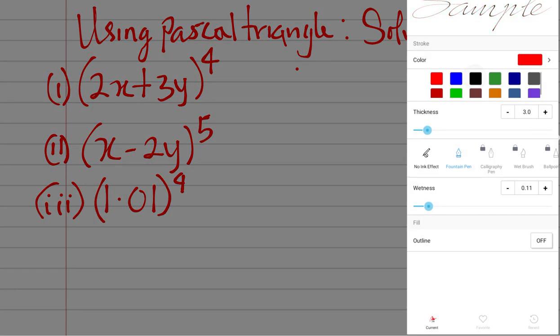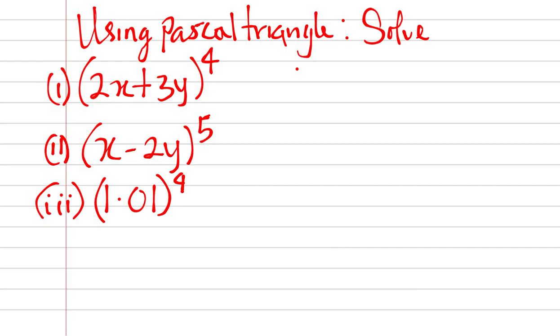So before we go, let's quickly draw the Pascal triangle for this again. What's the highest power we have in this question? The highest power is 5. So let's quickly draw the Pascal triangle for 5. You can pause this video and try to draw it on your own. All right, so let me do that.